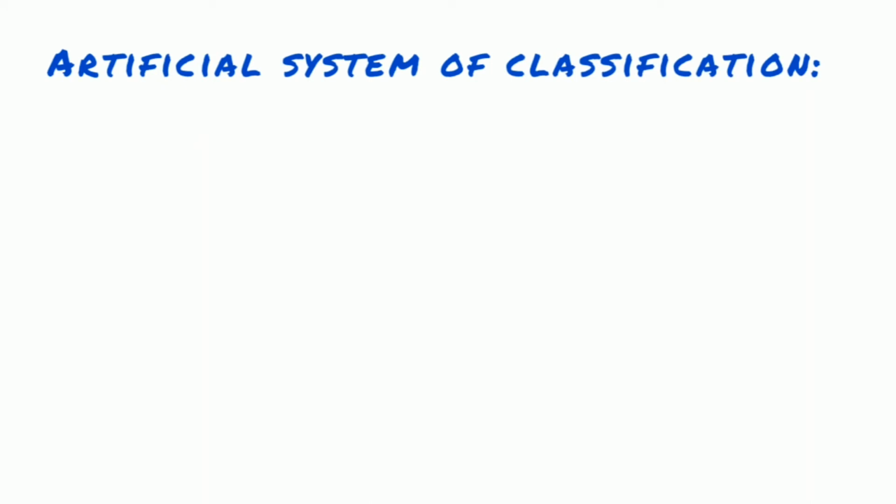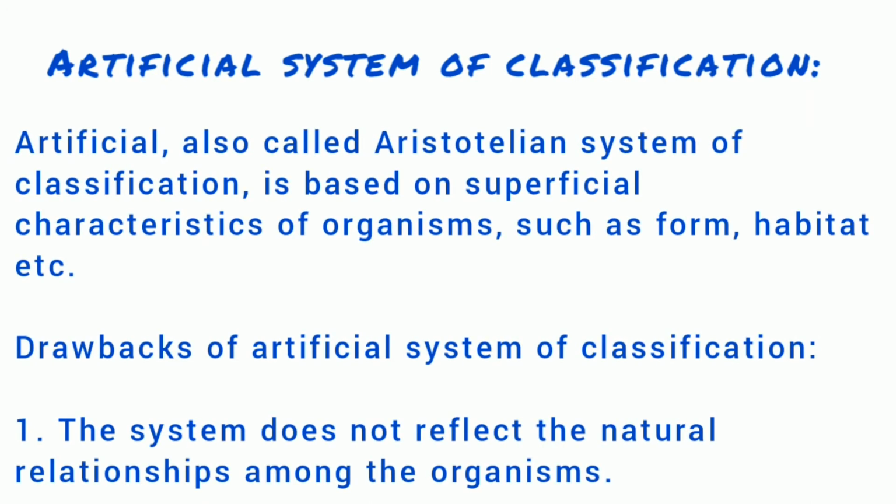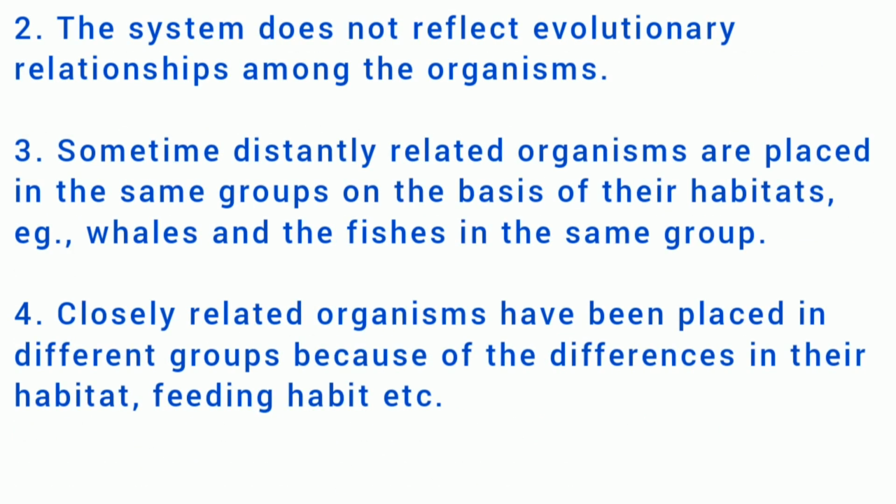Artificial system of classification. The artificial system, also called the Aristotelian system of classification, is based on superficial characteristics of organisms, such as form, habitat, etc. Drawbacks of the artificial system of classification. 1. The system does not reflect the natural relationships among the organisms. 2. The system does not reflect evolutionary relationships among the organisms.